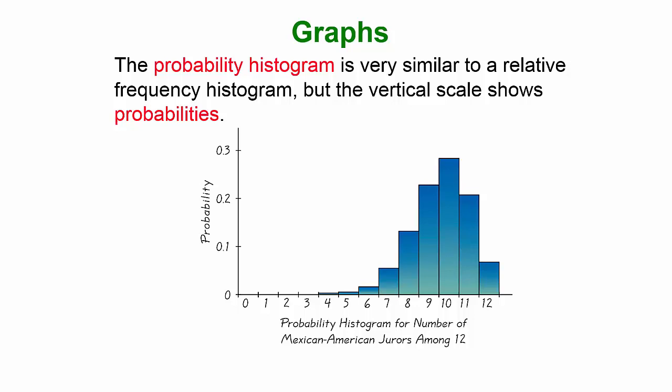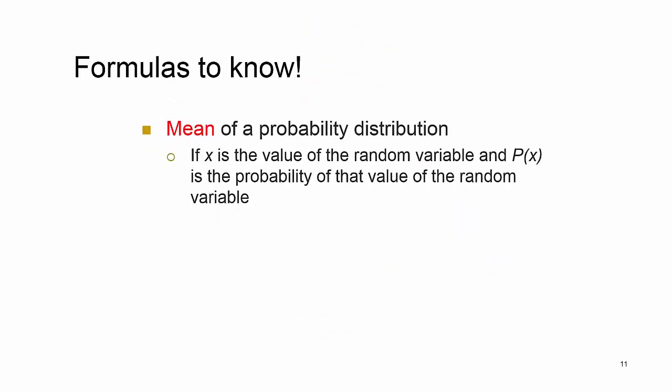A probability histogram is similar to a relative frequency histogram, but instead the vertical scale shows the probabilities. So some formulas that we'll need to know for this chapter: the mean of a probability distribution. So if x is the value of the random variable and p of x is the probability of that value of the random variable, so you'll have different values for x, you'll have probabilities. Remember that the sum of the probabilities must be 1.